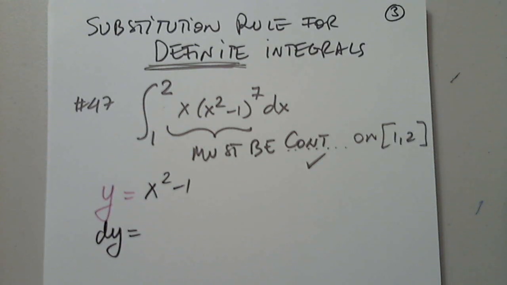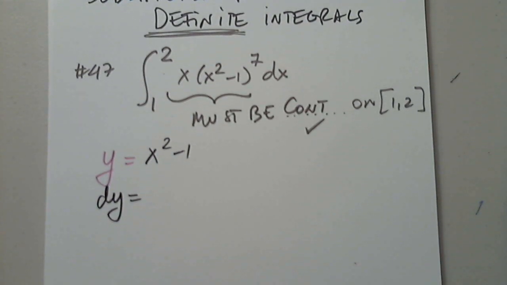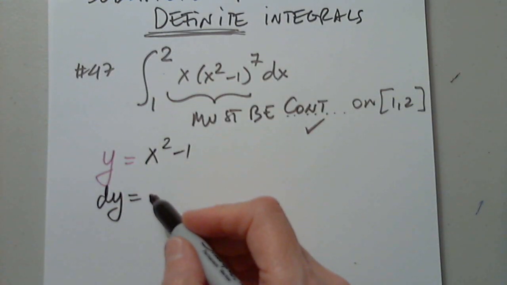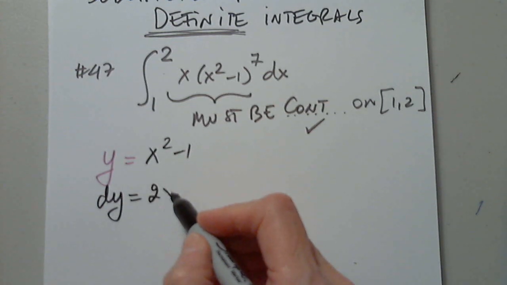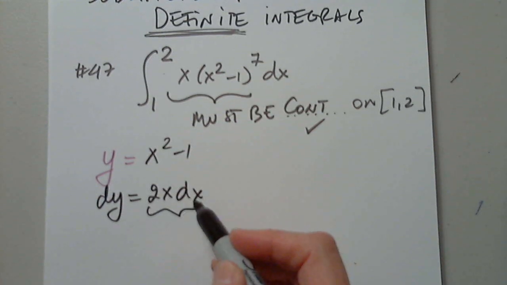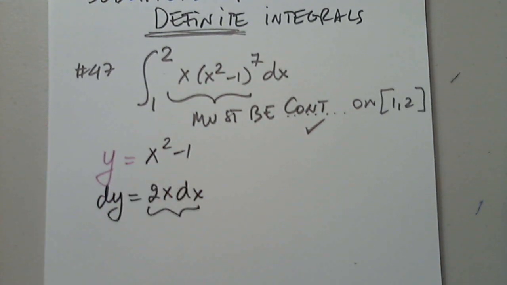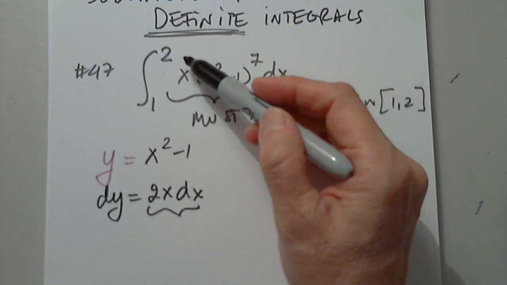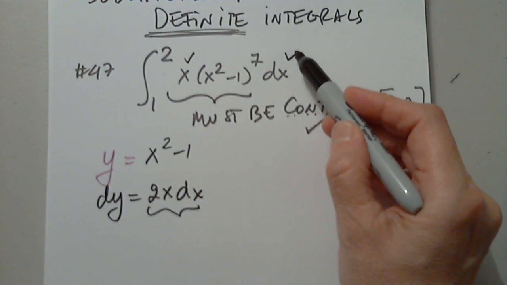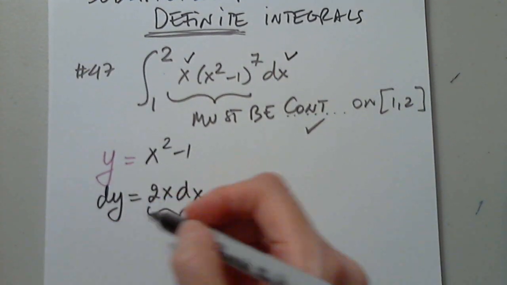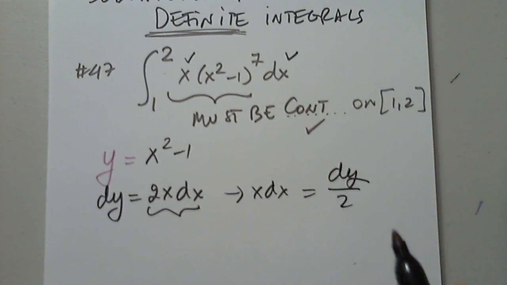We cannot continue without dy. dy for this function is 2x dx. Excellent. On this side, I have to have only one variable. On the other side, just the other. Awesome. So, do I have x? Yes. Do I have dx? Yes. I don't have the 2. Okay, fine. x dx, I divide both sides by 2. I get dy over 2.